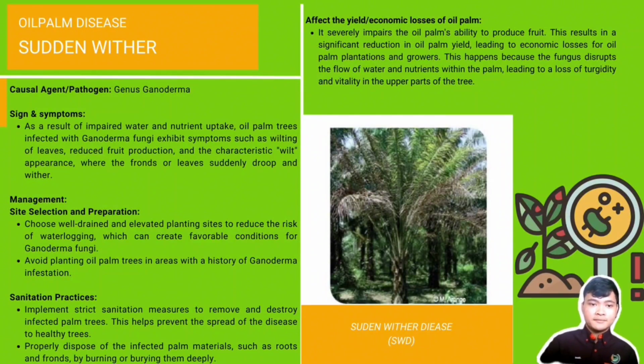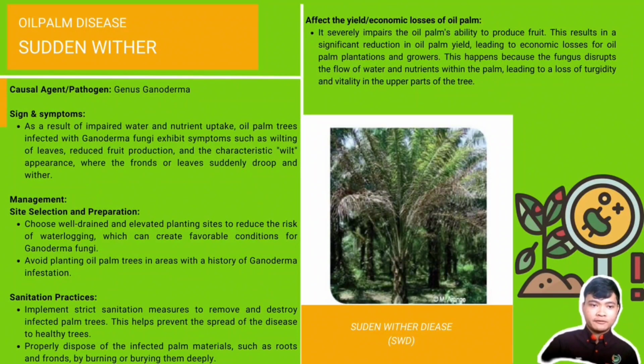The signs and symptoms of this disease are a result of impaired water and nutrient uptake. The oil palm trees infected with the Ganoderma fungi exhibit symptoms such as wilting of the leaves, reduced fruit production, and a characteristic wilt appearance, where the fronds or leaves suddenly drop and wither.